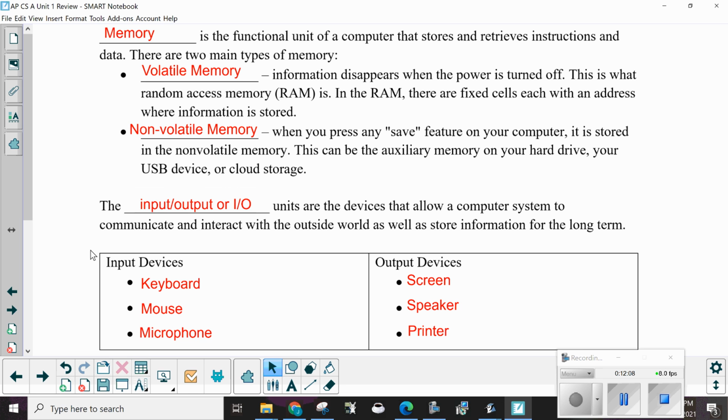The input, output, or I/O units are the devices that allow a computer system to communicate and interact with the outside world, as well as store information for the long term. So input devices, and by the way, these are not exhaustive lists, we have a keyboard, mouse, microphone. Output devices: screen, speaker, printer. Okay, all different kinds of things can be input and output.